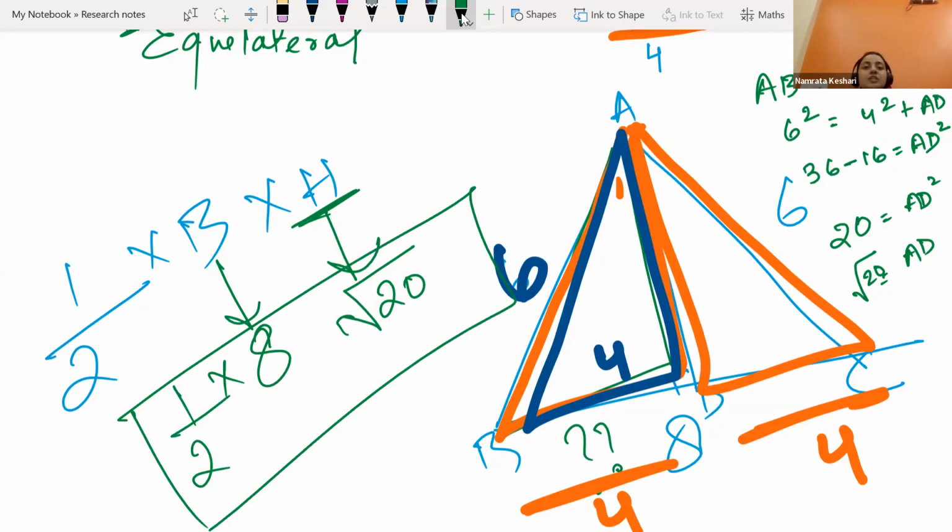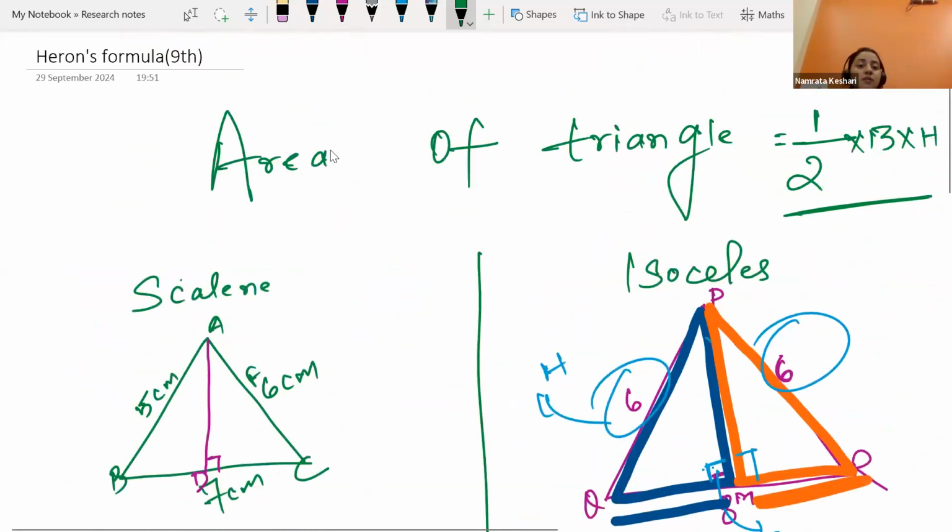So for an isosceles triangle, even if we don't know the height, we will be able to find it by using the concept of congruency. But that was not possible for a scalene triangle. Think about it. You will be dropping a perpendicular AD, and it will not be the same. This triangle and this triangle will not be congruent. That's why we don't know how to find the height over here. We are clueless.